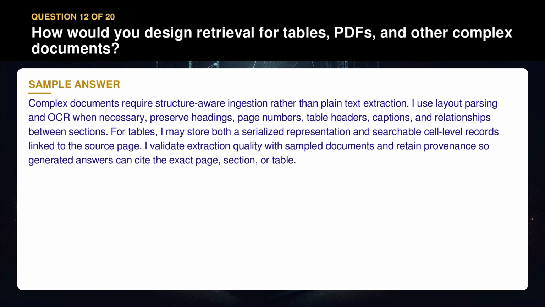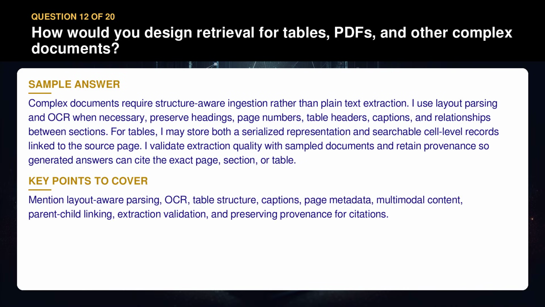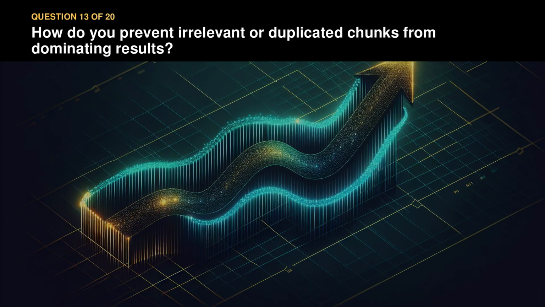I validate extraction quality with sampled documents and retain provenance so generated answers can cite the exact page, section, or table. Mention layout-aware parsing, OCR, table structure, captions, page metadata, multimodal content, parent-child linking, extraction validation, and preserving provenance for citations.